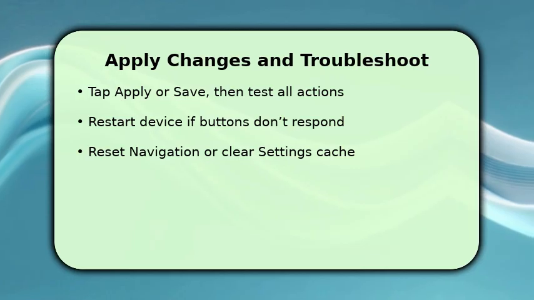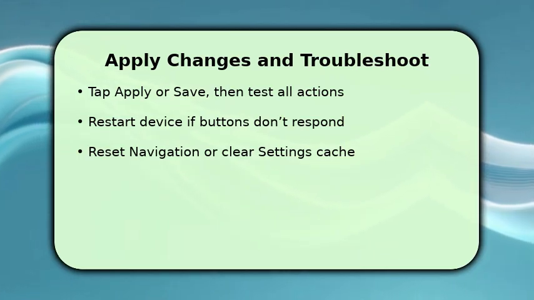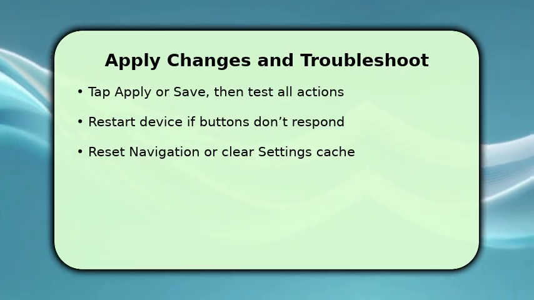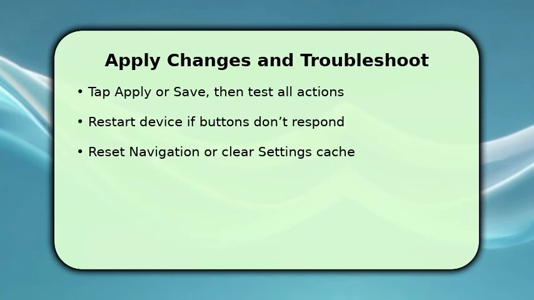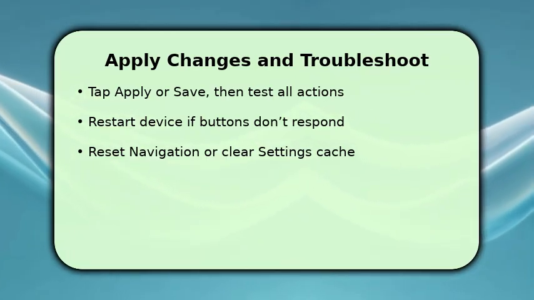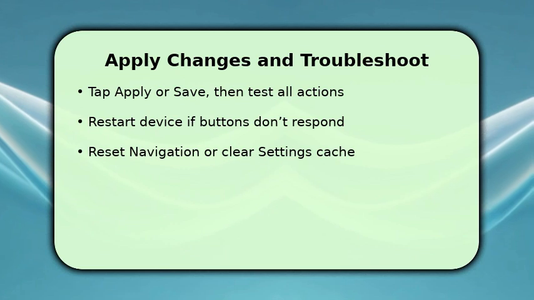If problems persist, return to navigation settings, choose Reset, or go to App's right arrow settings Storage and Clear Cache to remove stale preferences. One key troubleshooting tip: update XOS and installed navbar apps. Mismatched versions commonly cause missing controls or failed saves.